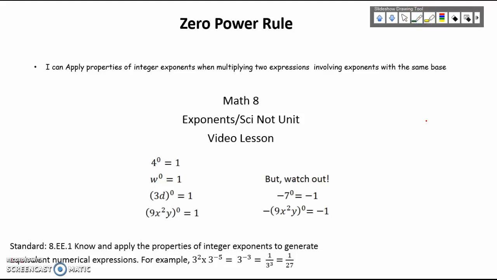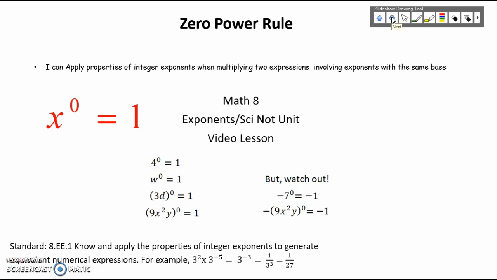Hi everybody, today is a new day, so here comes another rule for exponents. Today we're going to talk about the zero power rule, and it might be a little bit different than what you're thinking it's going to be. We're going to talk about any number, any base raised to the zero power, and we're going to try to figure out what those answers will be. So let's get started.